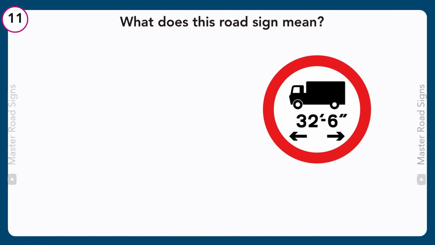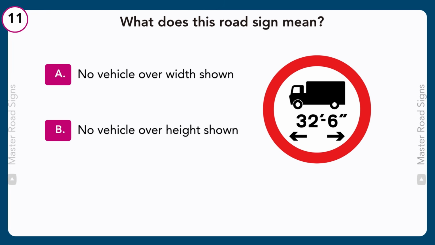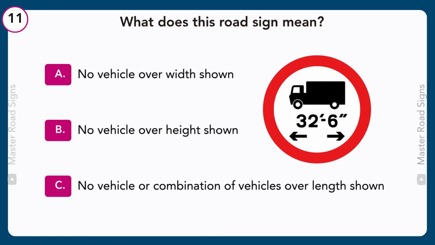What does this road sign mean? Option A, no vehicle over width shown. Option B, no vehicle over height shown. Option C, no vehicle or combination of vehicles over length shown.